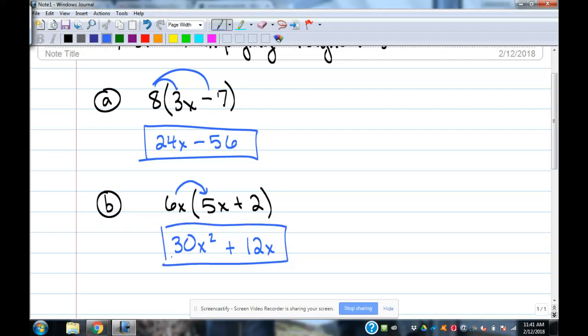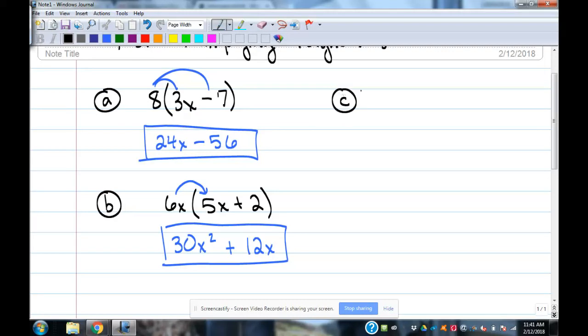What would the degree of this one be? 2. The biggest exponent on each term. That's a 2, that's a 1, the biggest one is 2. So the degree of that would be 2. What would we classify that as? Binomial. Okay, so that's 9-1. That's a lot of the stuff we did there. Okay, so not too bad so far.